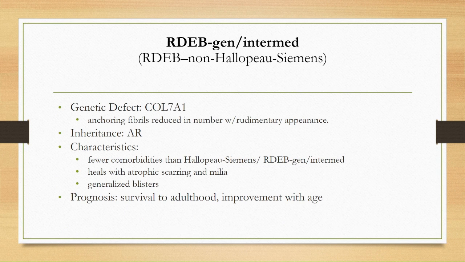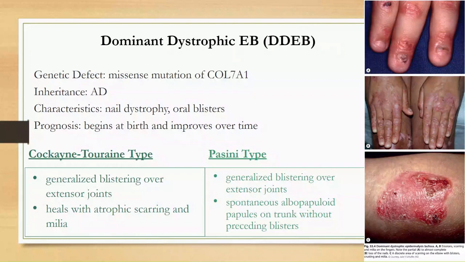Intermediate subtype, very similar. You're going to survive to adulthood, though. You're not going to have as much of an SCC predominance, and this is going to ultimately improve over time.